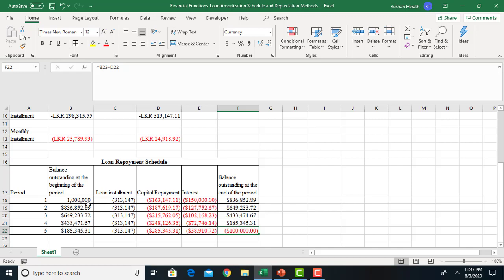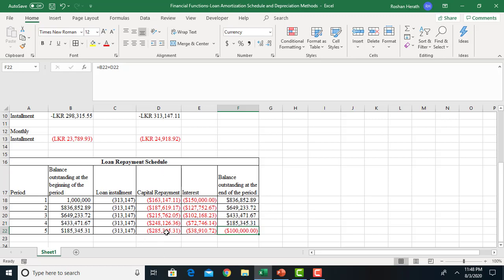So you have settled, 1 million was there, 163,836 settled. Likewise, you keep settling the loan. Then at the end of the final year, you can see that 185,345 was outstanding. You would be paying the loan installment of 313,147 as usual. But in that, the capital repayment component is like 285,345, so it is clearly in excess of the amount outstanding.